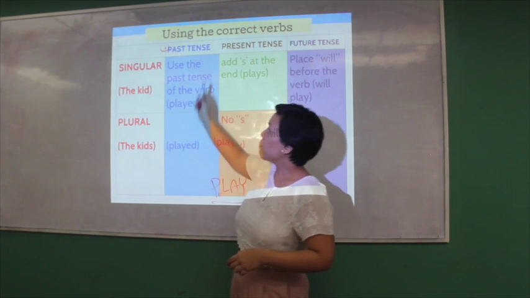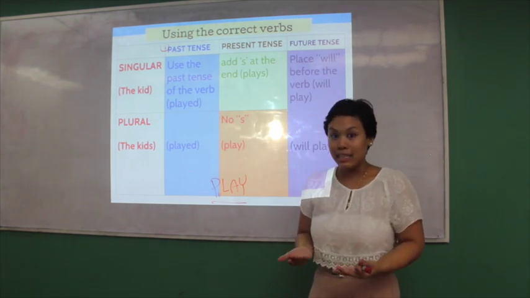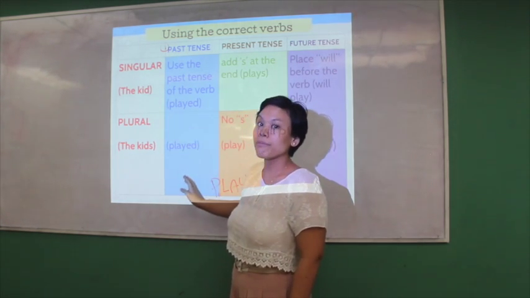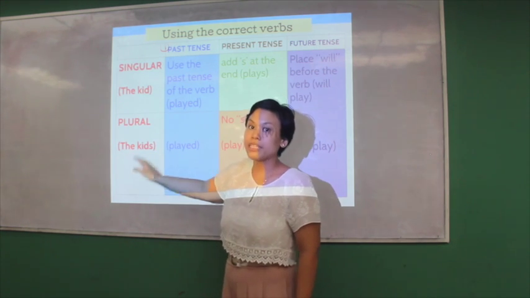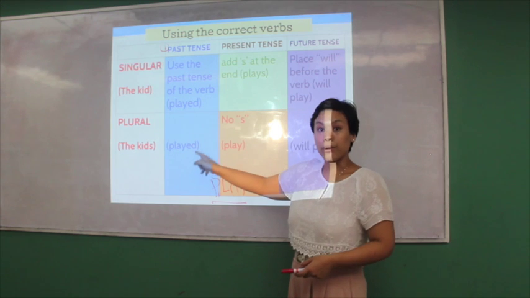So our verb for this is the word play. To use it in the past tense, all we have to do is turn it into played, because that's the past tense. So you would say the kid played, and it's the same for plural too. So you would say that the kids played yesterday. That is rule number 1.